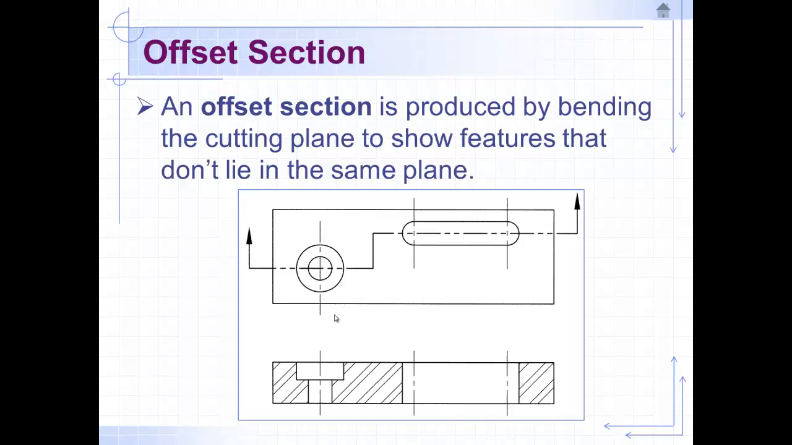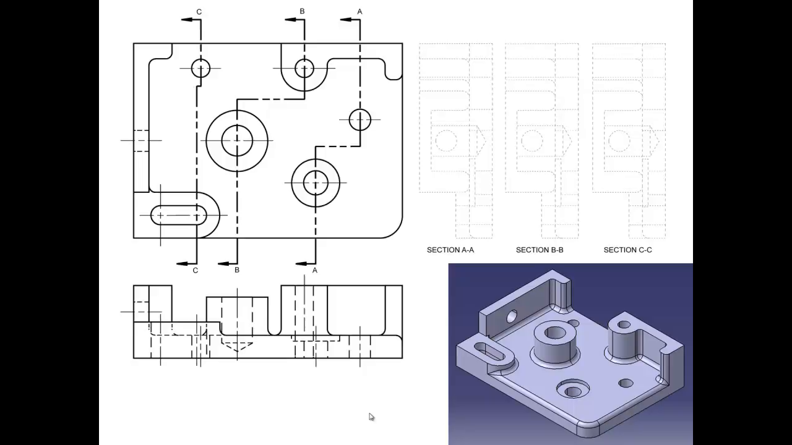Okay, so here's an example. This is the craziest part. It's not functional. I don't know what it does, but it has a lot of holes and stuff. If I go ahead and create section AA, I'm basically passing through this counter bore, through this tapped hole, and then off, right? So I was able to hit two of those features.